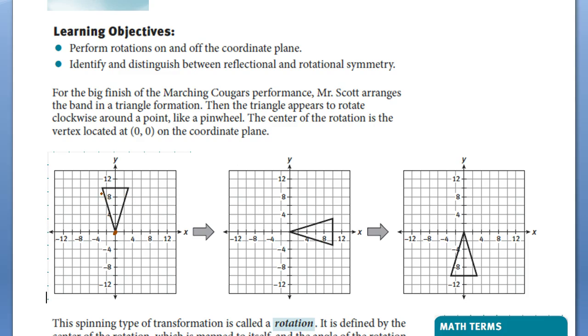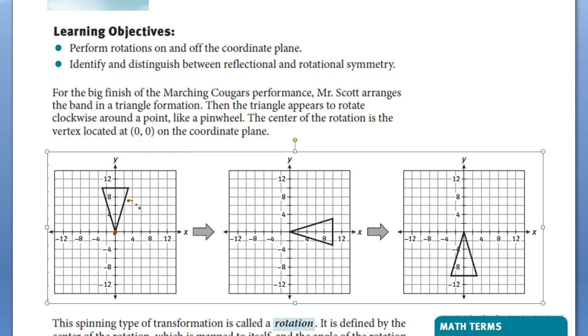So this first drawing shows the initial triangular arrangement of the band members. A little bit later on, after they have moved like that, the triangle would appear like this. And then a little bit later on, they're going to continue that rotating or pinwheeling motion, and the triangle arrangement of band members would appear there.